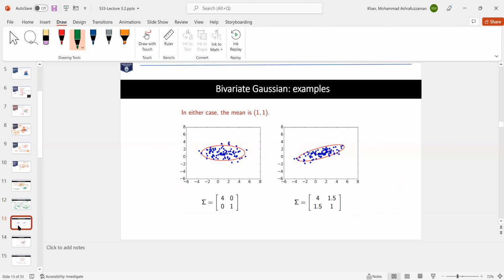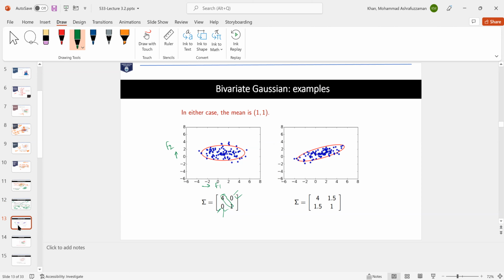We have 2 examples here. In the first one, we see that the diagonal entries are pure numbers, but the off-diagonal entries are 0. That means the 2 features, this is feature 1 maybe, and this is feature 2, are independent. That's why the covariance between these 2 features is 0.